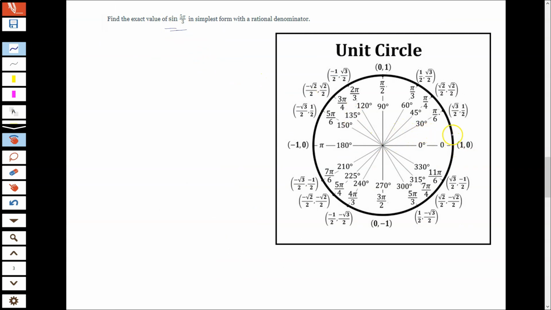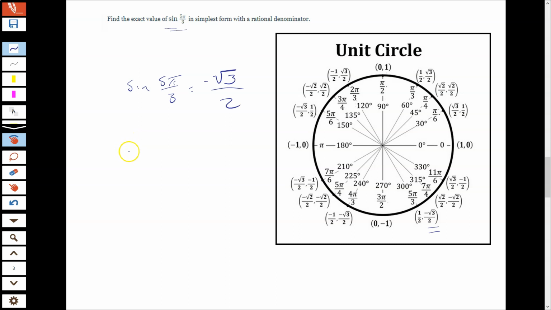So all I'm going to do is come around until I find 5 pi over 3. Being good at fractions helps you find these, because that tells you 5 pi over 3 is bigger than 3 pi over 2, so we should be looking over here. And sine is going to be the y coordinate. So sine of 5 pi over 3 is the negative square root of 3 over 2.